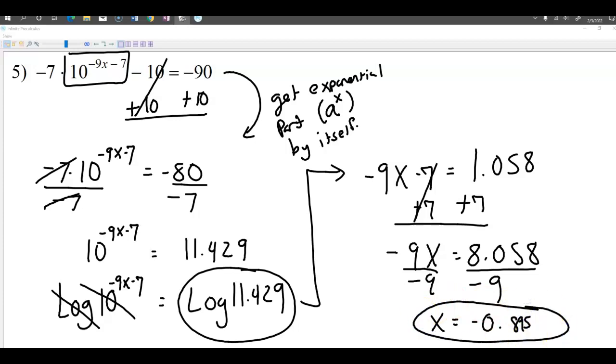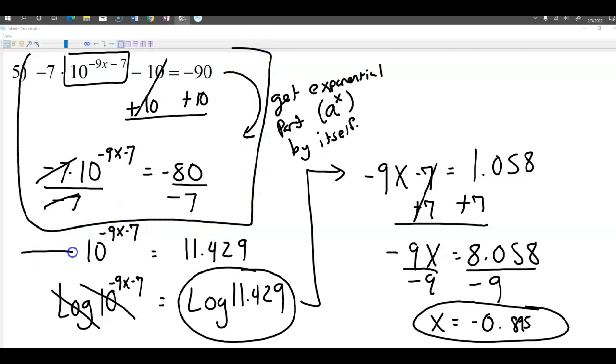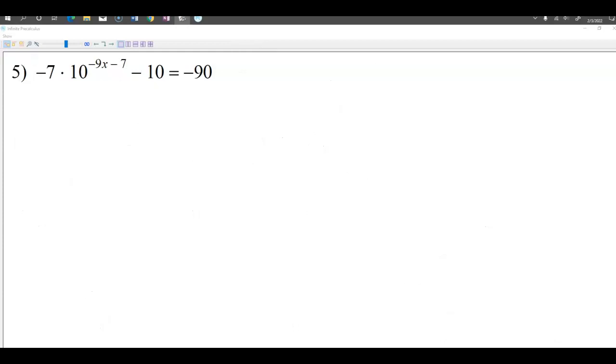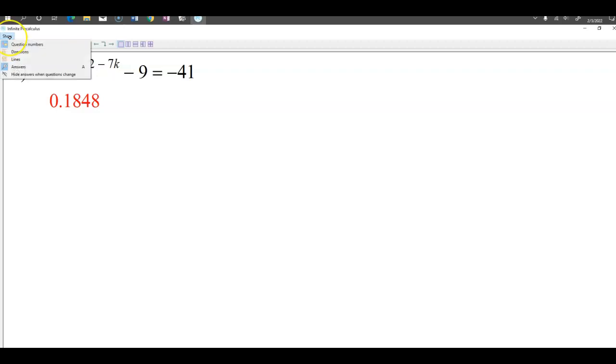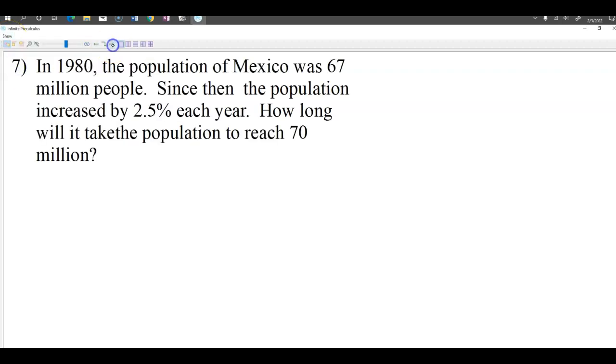Okay, so the real point of this exercise here was these first few steps where we get the exponential piece all by itself by adding and dividing. The rest of it is pretty much the same as what we've been doing. So go ahead and pause the video here and give this one a try. And when you unpause it, you will see the solution. So the answer to that one should be 0.1848. Go ahead and move along.